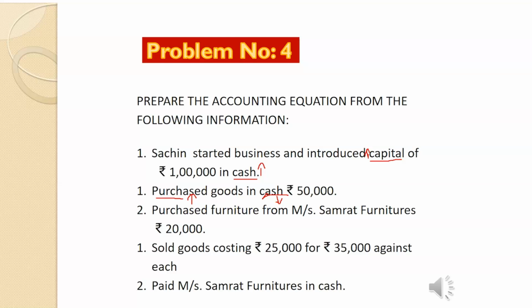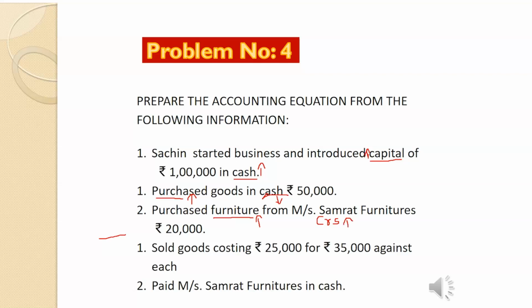Okay. The next transaction is purchased furniture from Samrat Furniture's account. This is a credit transaction. So here the furniture asset will be increased. Asset increases. So we have furniture from somewhere, so creditors, the liability, is also increased. The value of asset increases, then liability is also increased.